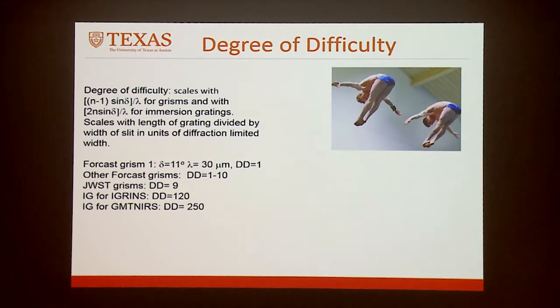We made grisms for the JWST. They were about degree of difficulty 10. The grating in IGRINS is about 100. The ones for GMTNIRS, the short wavelength gratings, are degree of difficulty 250. And so that's one of the reasons why we've been working the last 4 years to build those. They're much harder to build.